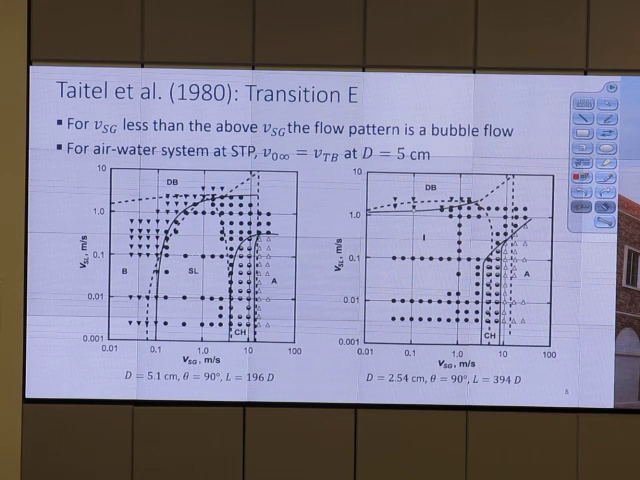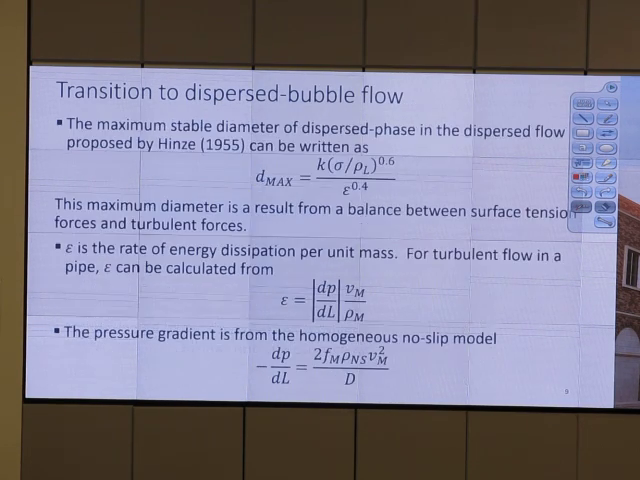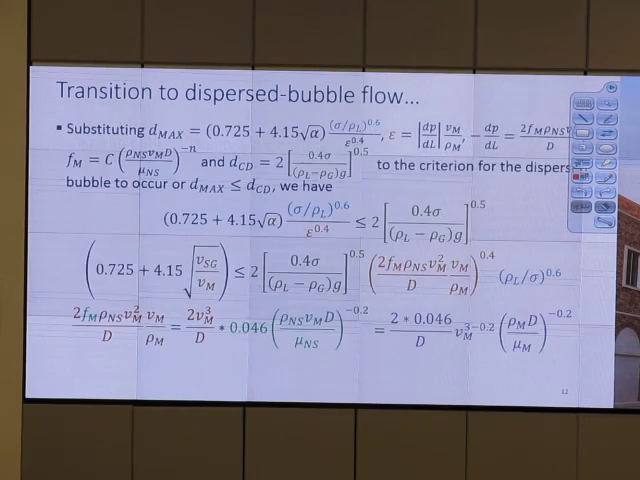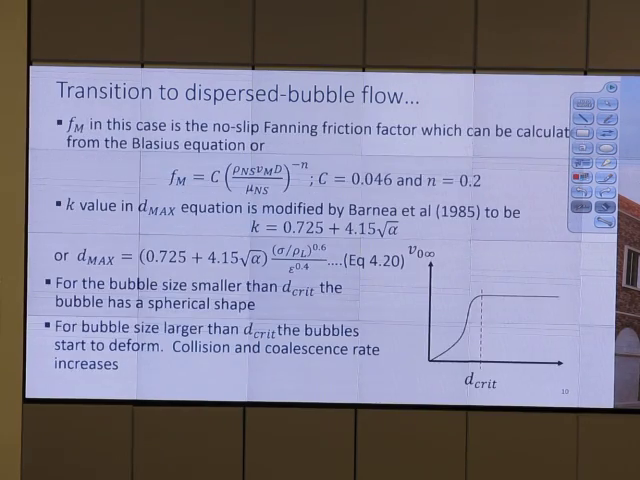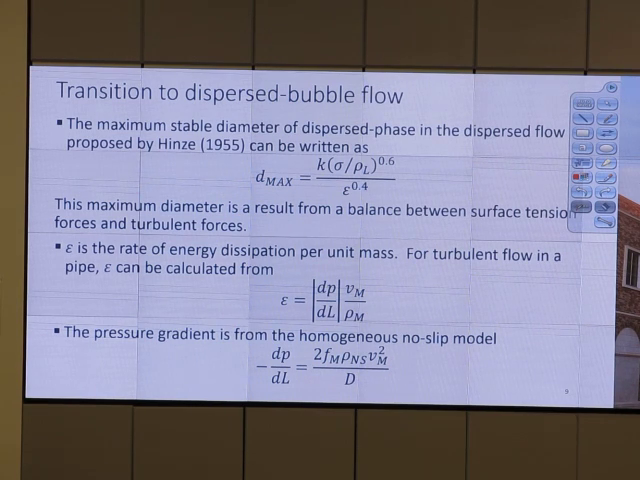Okay. So the next transition, I think it's transition F. Is it transition F? Yes, transition F. This one we are talking about. We are not done. So to calculate transition F, transition to dispersed bubble, either from slug or bubble, if we have to have a stable size bubble, D max has to be less than D critical.